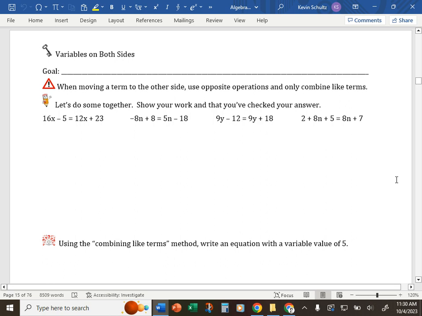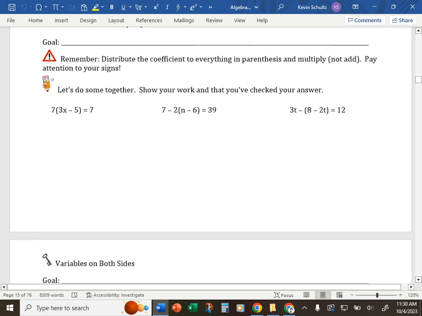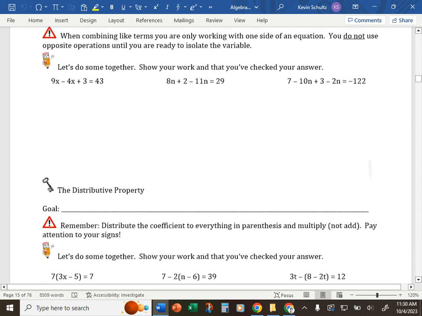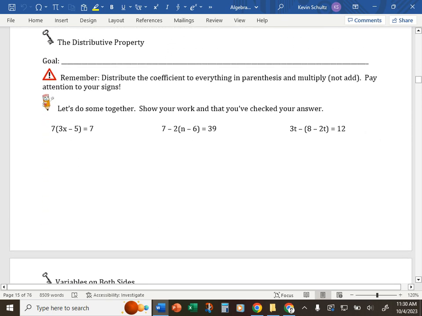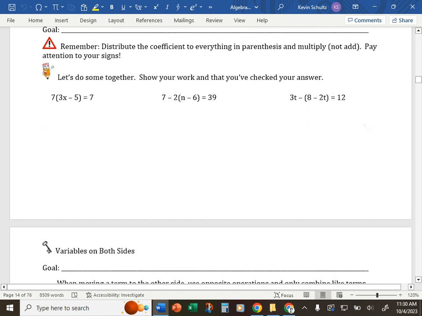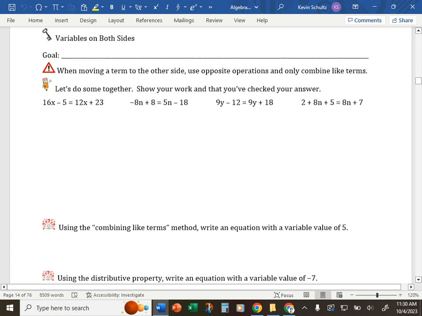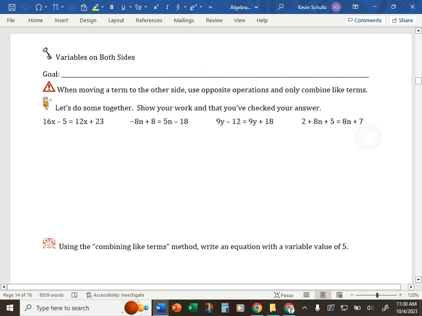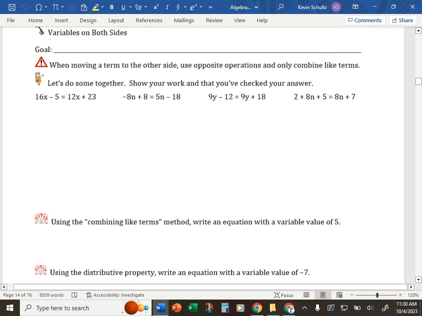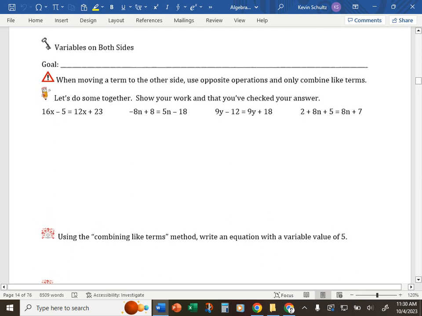Yay, Algebra! We are continuing to work our way through PO7. Yesterday we talked about combining like terms, the distributive property, all that's review from last year, PO61. And then PO62 was all about variables on both sides. And that's what we're going to talk about today, kind of the third type of equation you might come across that you'll need to manipulate, right?